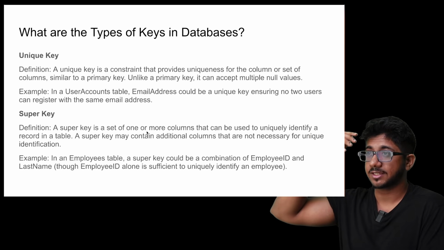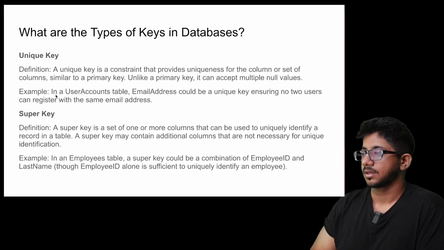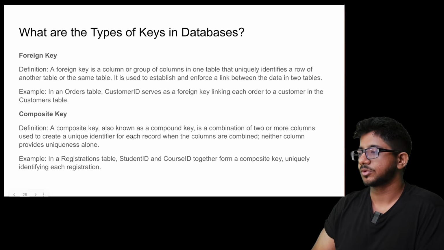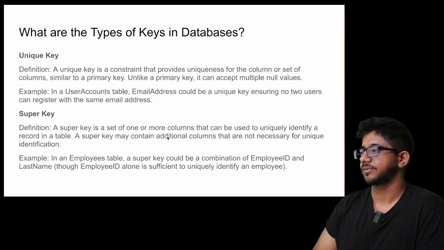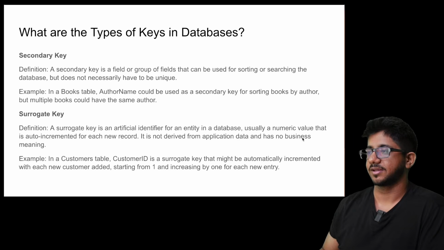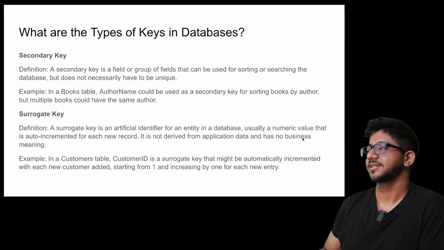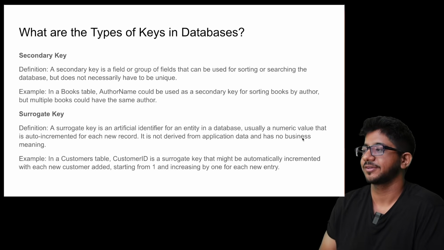It's a little different from what you say as composite key, because in this case you can have redundant columns, extra, but in composite key, each of the columns cannot provide uniqueness alone. Okay, so you can have additional columns that are not necessary. Then there is secondary key, which is a field that is used for sorting and searching, essentially building indexes and stuff, right?